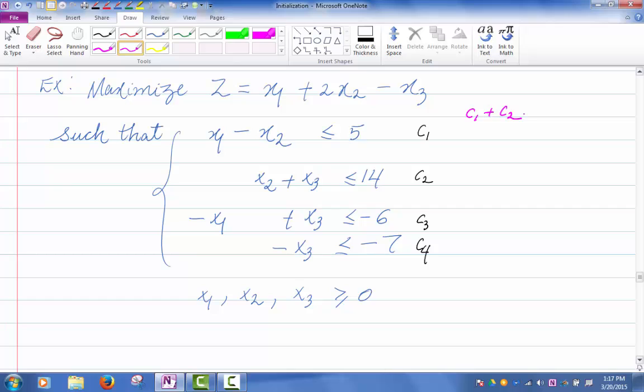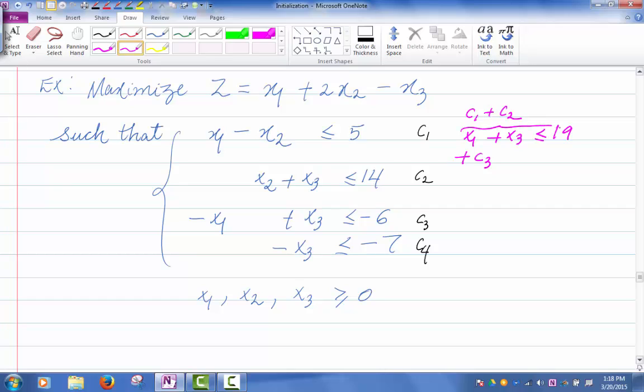If you add C1 and C2, what am I getting? X1 plus X3 less than or equal to 19. Okay. Now, let's look at C3. So now add it to C3. What do I get then?